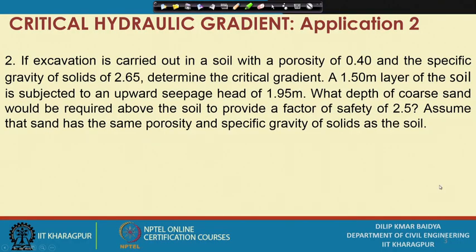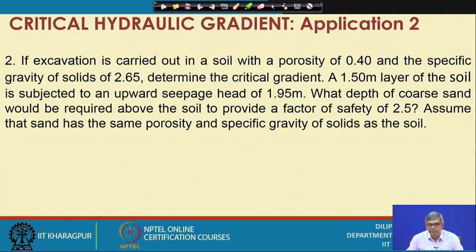Now I will go to the second problem. If excavation is carried out in a soil with porosity of 0.4 and specific gravity of solids of 2.65, determine the critical gradient. I have derived the expression: critical hydraulic gradient equals (Gs minus 1) divided by (1 plus e). That will come straightforward, but here e is not given, the porosity is given, and we know the relationship between porosity and void ratio, which we will utilize.